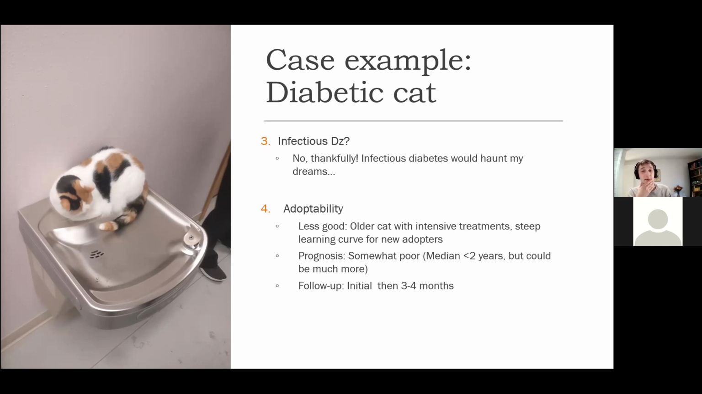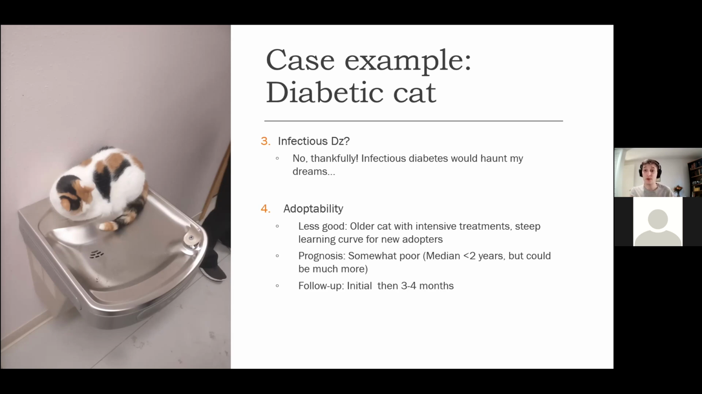But then we get to adoptability, where it might be a lot less good, right? It's an older cat with intensive treatments and unfortunately a very steep learning curve for new adopters. Well, we often see that the people who adopt diabetic cats are people who have had diabetic cats in the past and were not traumatized by the experience and kind of want to rekindle that connection that they had with their previous cat and kind of say, I'm good at this, I can handle this case, and it's absolutely wonderful.